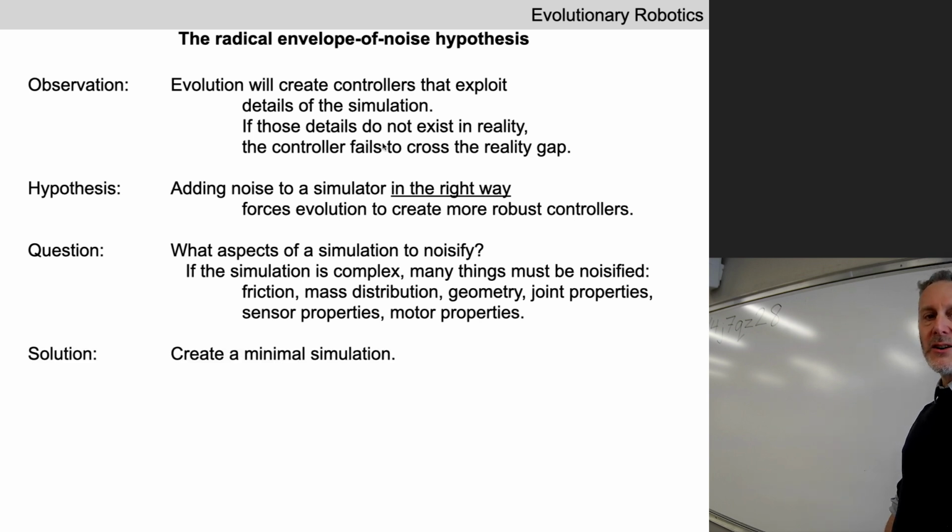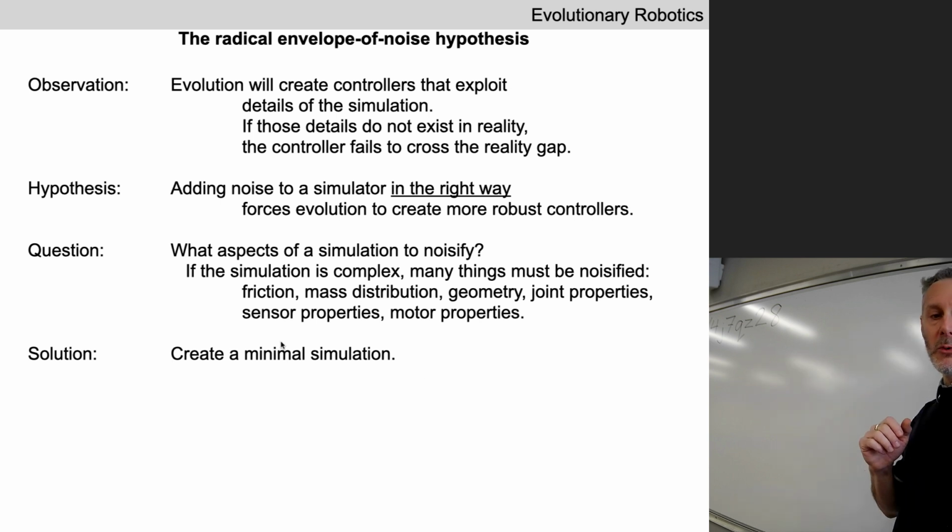So the investigators back in the early 90s said, wait a second. Instead of having a big, complicated, noisy simulator, why don't we just make a really simple simulator so there just isn't that much physical stuff for the evolutionary algorithm to glom onto and start to exploit if we get some of these things wrong in simulation.